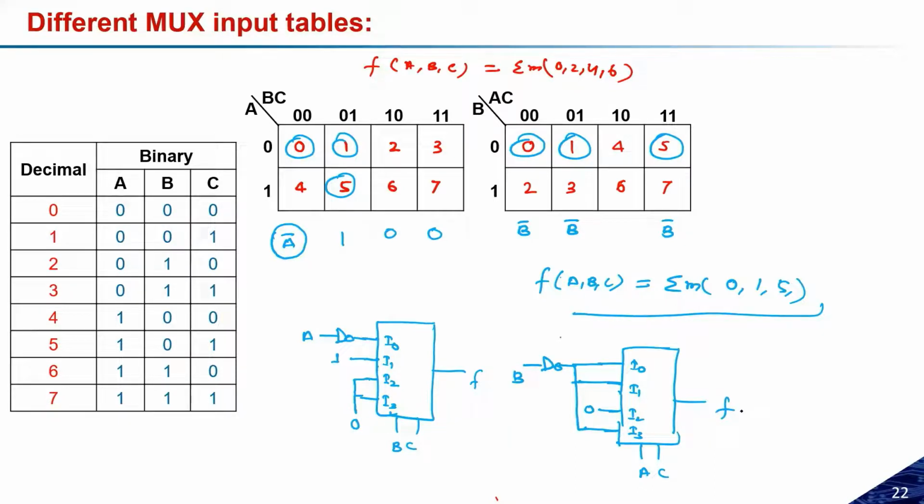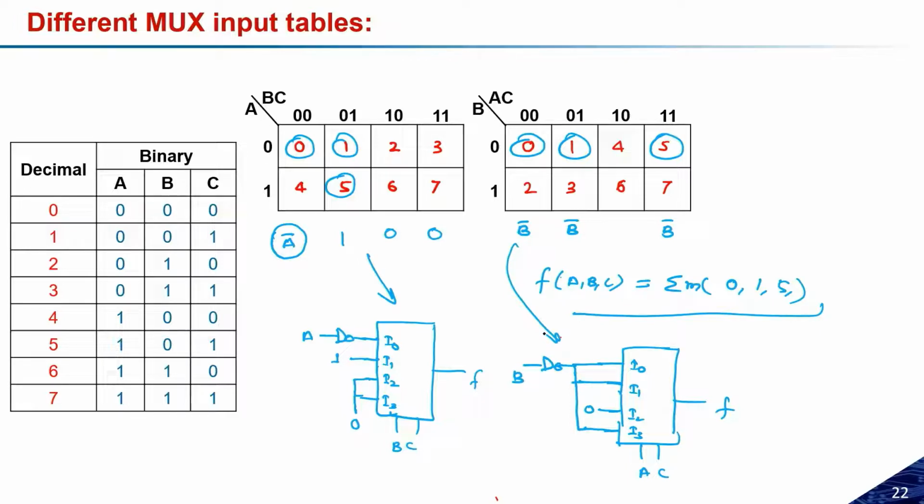So the same function can be implemented in a different way, and that depends on which of the variables I am considering as a control signal or the select line. Okay, so this is something important that you should know. If you have any doubt on this, you can ask the question. Okay, so this is how you can implement with the help of two different possibilities.